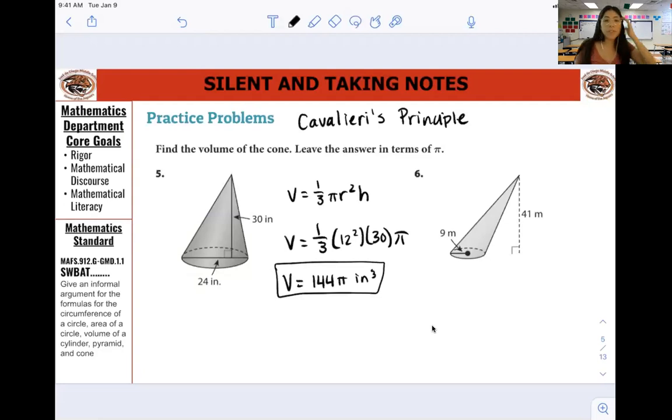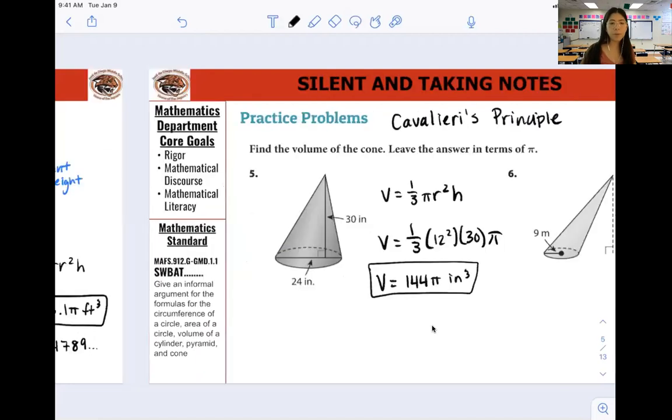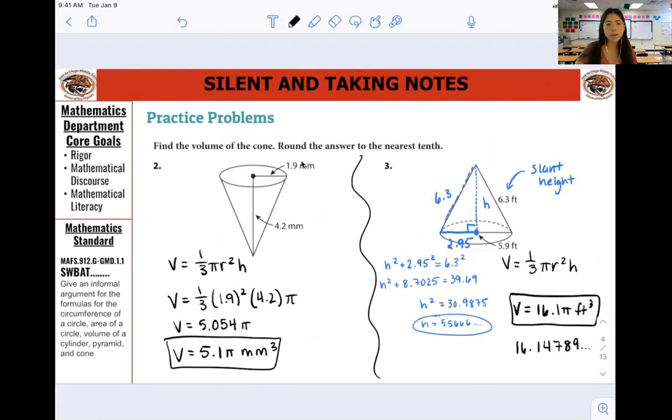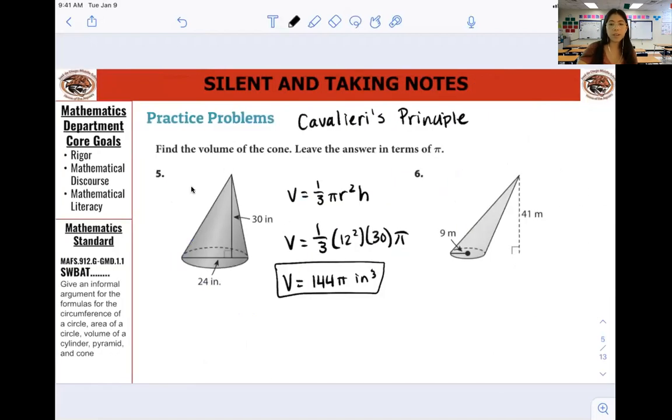So the most important thing is it doesn't matter if you have what's called a right cone, or if you have an oblique cone. Either way, the formula is still the same. You just have to make sure that the height makes a 90-degree angle with the base. Any questions?